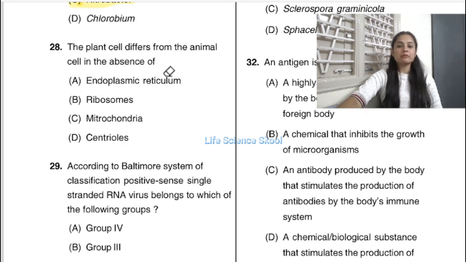The plant cell differs from the animal cell in the absence of option A endoplasmic reticulum, option B ribosomes, option C mitochondria, option D centriole. The correct answer for this is that the plant cell is going to differ from the animal cell because the plant cell doesn't have centrioles. Animal cells have centrioles. Okay, so option D is the correct answer.